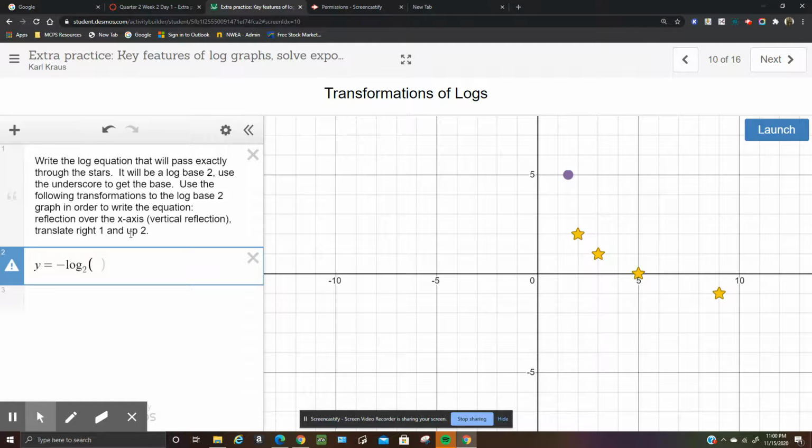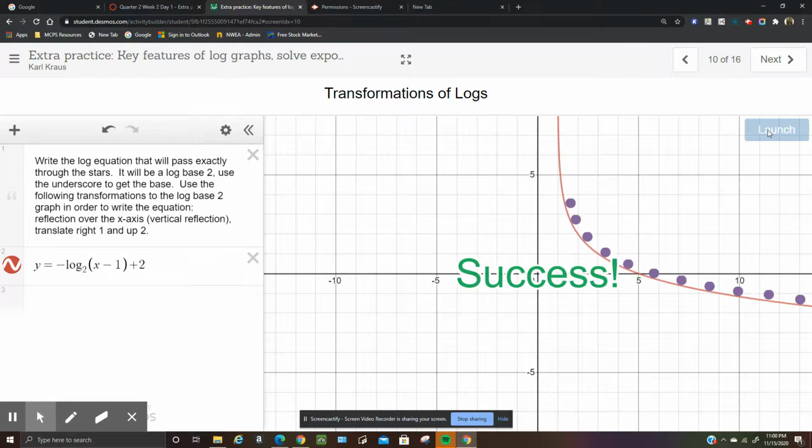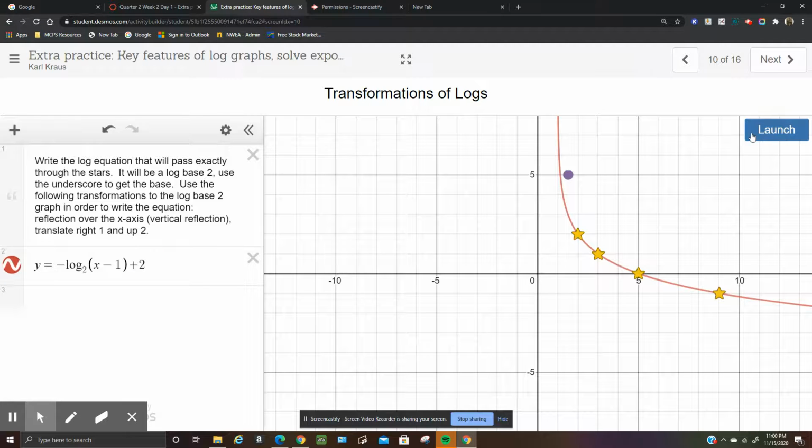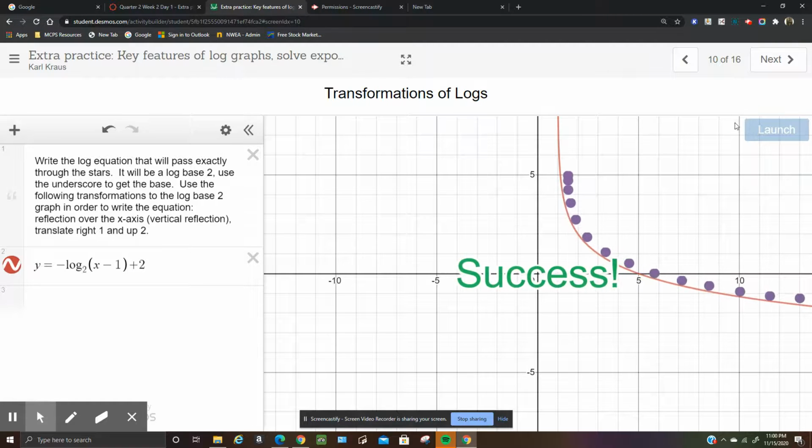And then right 1 would be x minus 1. And then up 2 plus 2. And that goes through all the stars. And when I launch the marbles, it goes through all those stars.